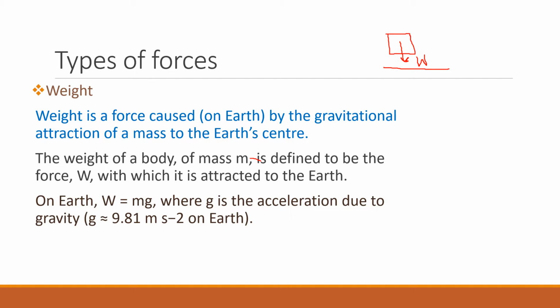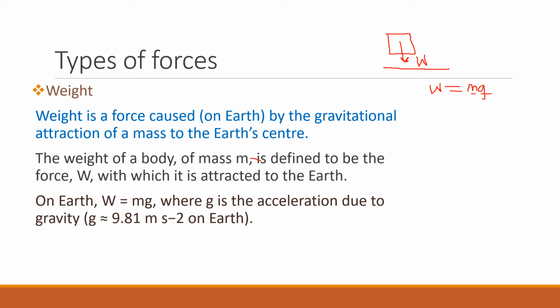Now, if we are told to calculate the weight of a substance, we will use the formula that weight is equal to mg, where m is the mass of the substance in kg and g is the Earth's gravitational pull, which is 9.81.